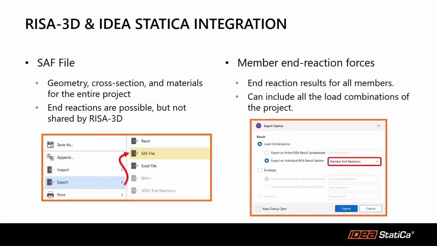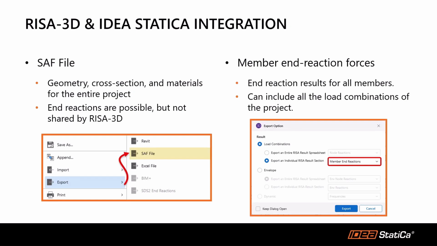Before we do that, there are 2 files that are needed from RISA to be able to cover the integration. The first file is the SAF file, or the simple archive format file. With this file, we will be able to bring in the geometry, cross-section, and materials for the entire project. Within this type of file, the end reactions are possible, but are currently not being shared by RISA-3D.